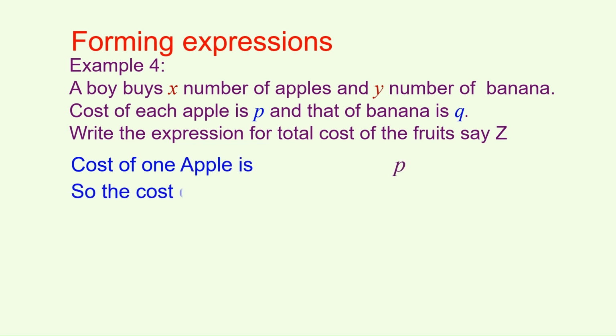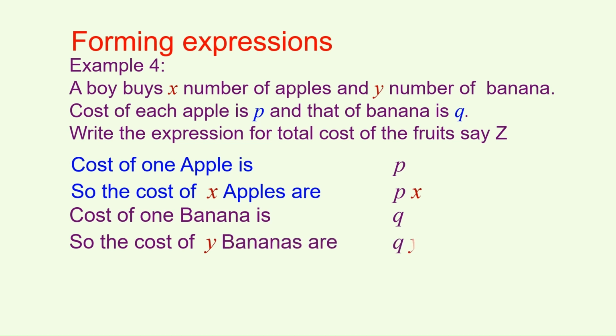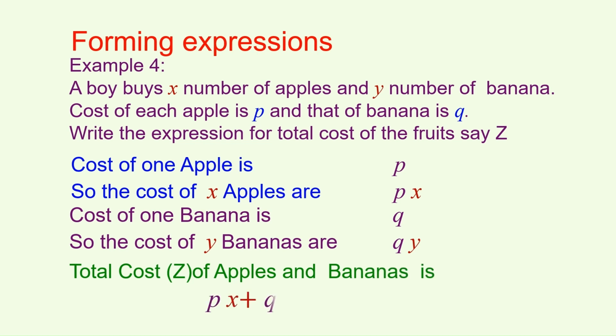Cost of one apple is p. So the cost of x number of apples is p times x. Cost of one banana is q. So the cost of y number of bananas is q times y. Total cost z of apples and bananas is p times x plus q times y.